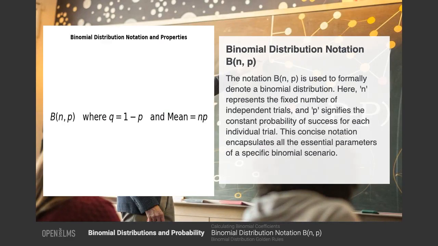Binomial distribution notation, B(n, p). The notation B(n, p) is used to formally denote a binomial distribution. Here, n represents the fixed number of independent trials, and p signifies the constant probability of success for each individual trial. This concise notation encapsulates all the essential parameters of a specific binomial scenario.